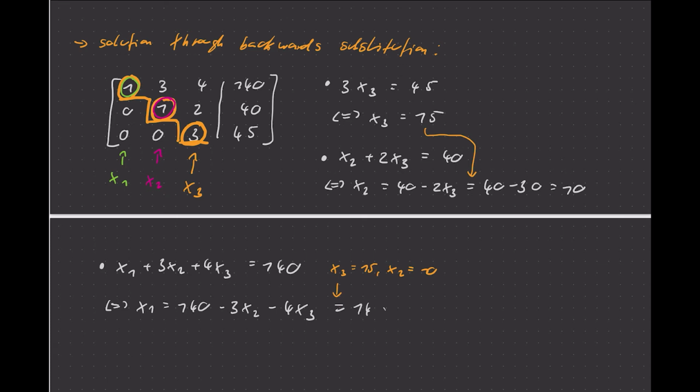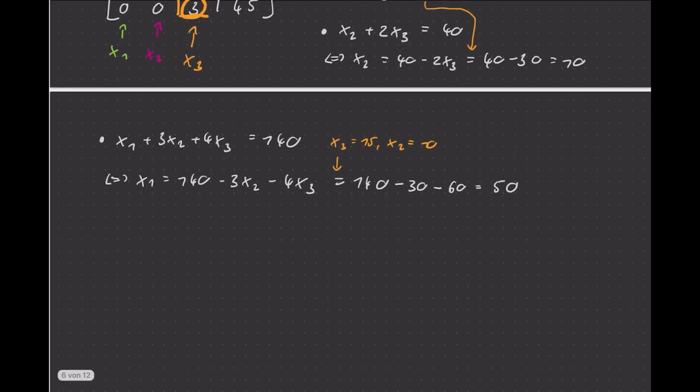So we get 140 minus 3 times 10, that's 30, minus 4 times 15, that's 60. So we have 140 minus 30 minus 60. That yields 50. So our solution is x1 equals 50, x2 equals 10, x3 equals 15.